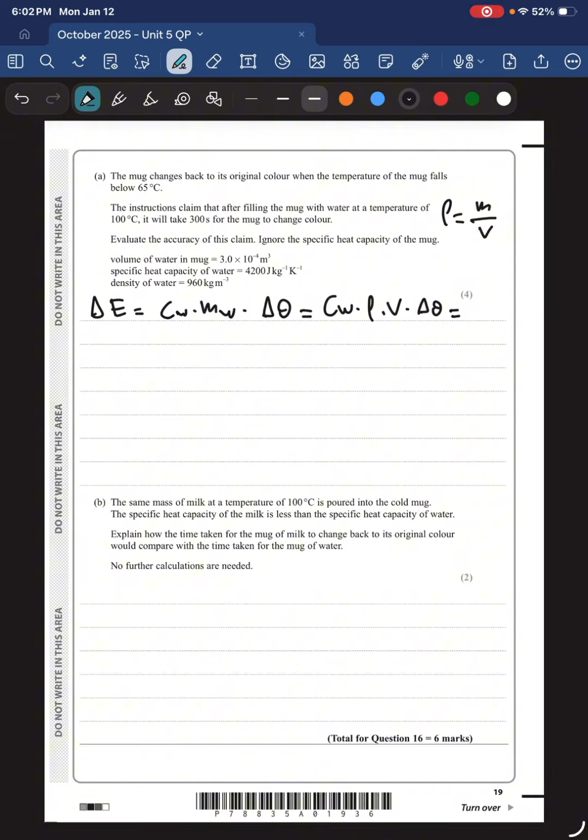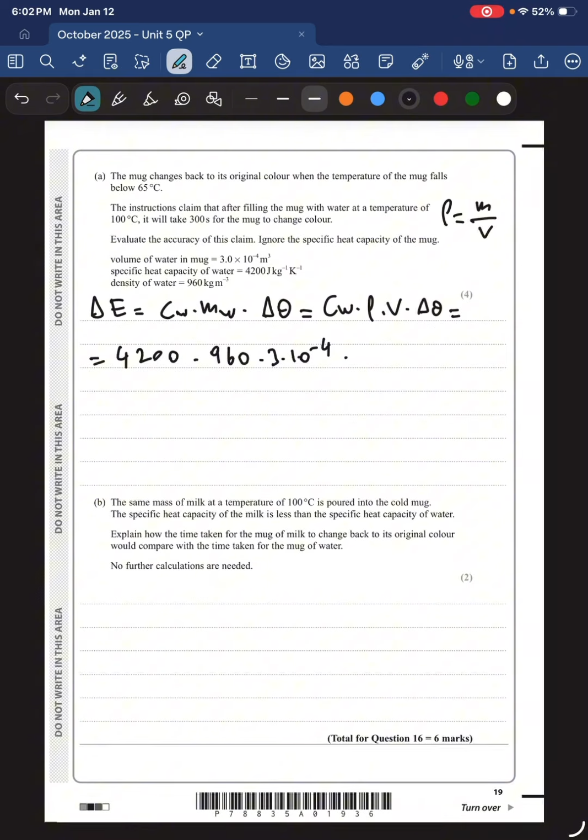Okay, so if we plug in numbers, we have 4,200 times 960, which is the density, kilograms per cubic meter, times the volume, which is 3 times 10 to the negative 4 cubic meters, times delta theta. Again, this is the only case in which you can use delta theta. You can use Celsius and you don't have to convert because you're taking the difference, okay? So the same difference in Celsius is the same difference in Kelvin. That's the reason, okay?